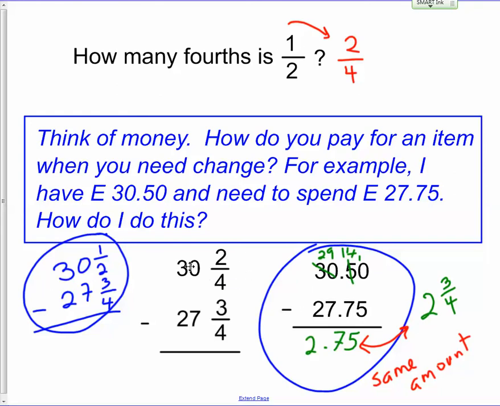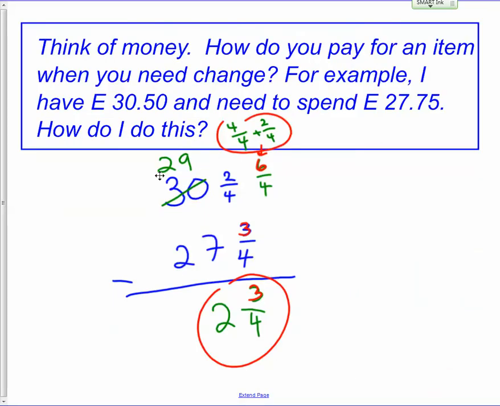So I have to borrow from my 30, and that would give me 29 euro, and I rename that one extra euro as 4/4. So that extra euro that I'm trading in is 1 euro, and 4/4 is 1 euro. And that 4/4, and I also have this 2/4, added together give me 6/4. It's like trading it in for quarters. So notice that what I want is the same denominator, and notice I'm adding 4 and 2, which is the same as the numerator and denominator here.